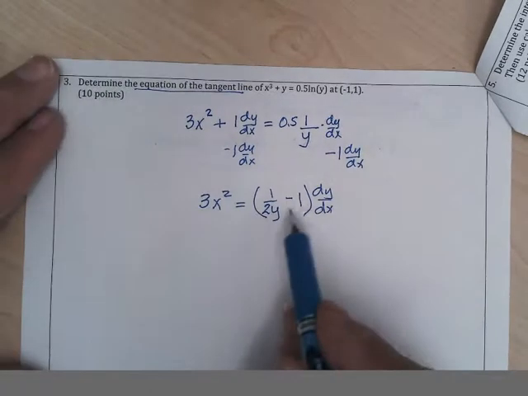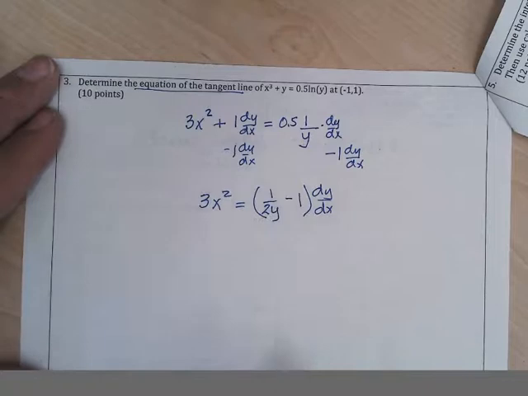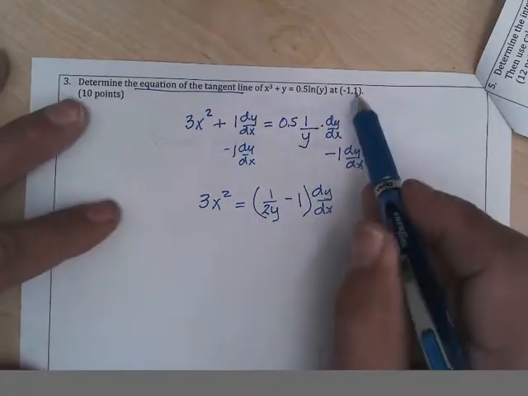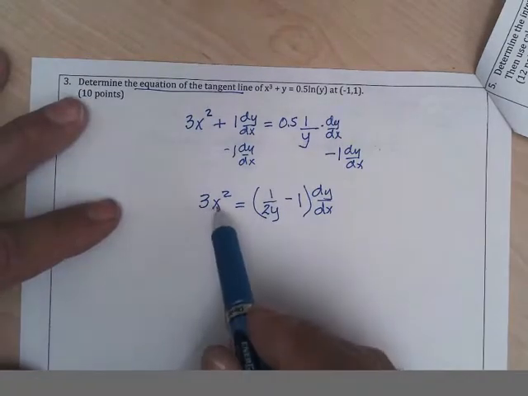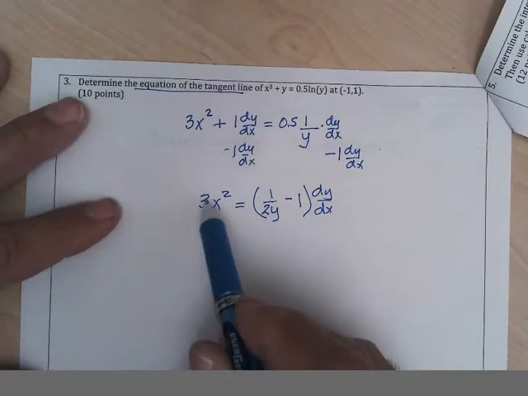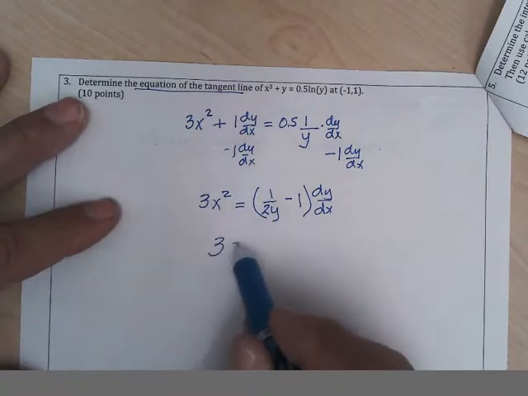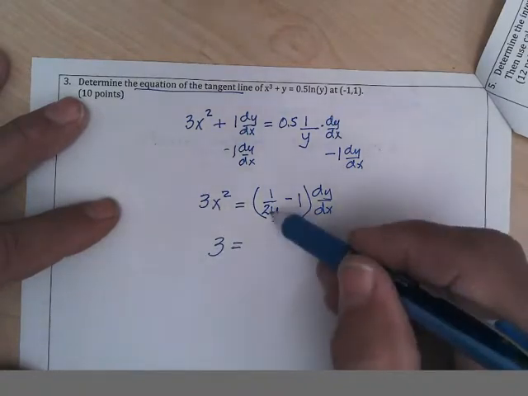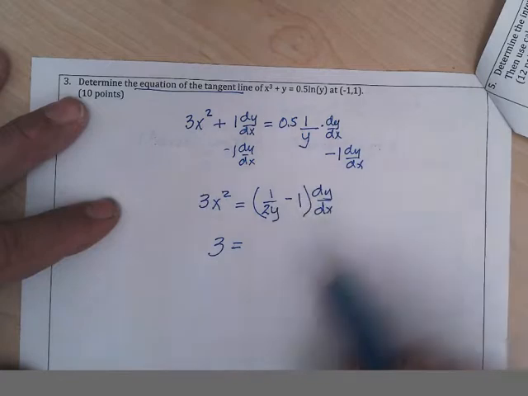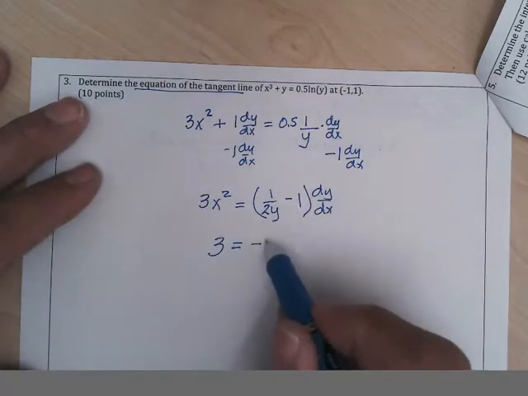So then I can divide by this now, or I can just put in my -1 and my 1. My -1 in here squared would be 1 times 3, so I get 3 equals, and put my 1 in here, so I get 1/2 minus 1, which is minus 1/2.